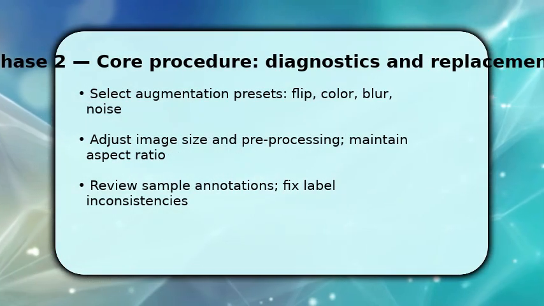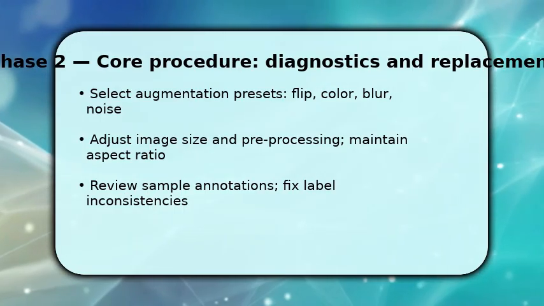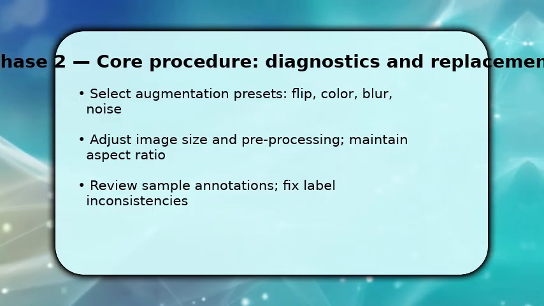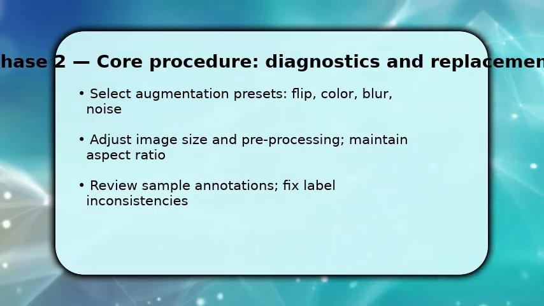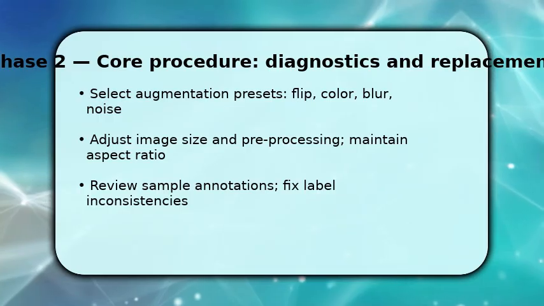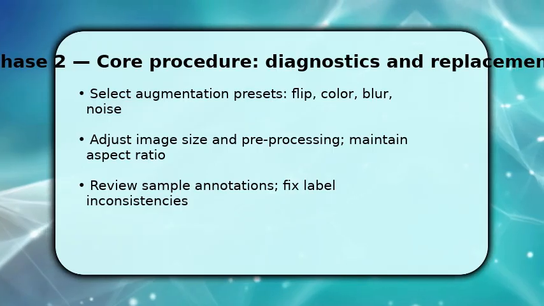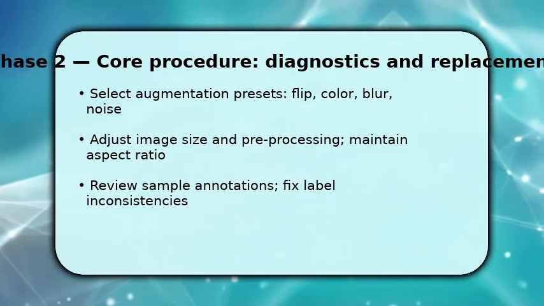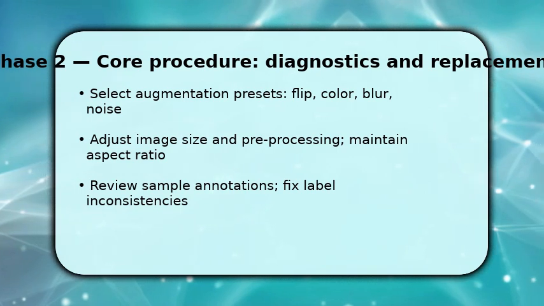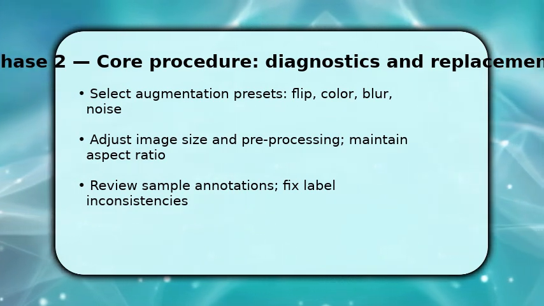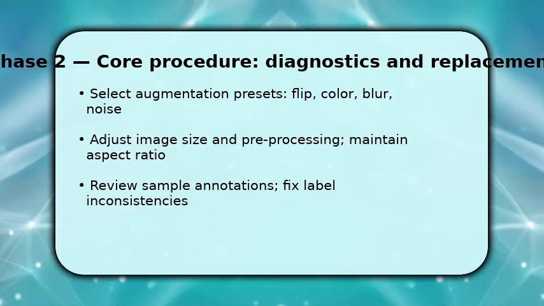Next, you configure augmentations and preprocessing to improve model generalization. Choose sensible presets, flips, small color jitter, occasional blur, and set an output image size that balances speed and accuracy. Once done, preview augmented samples and inspect annotations for mislabels. Correct any inconsistent class names or bounding boxes. Make sure to maintain aspect ratio where needed and apply augmentation probabilities conservatively. This careful middle phase refines your dataset, so training converges faster and performs better in real conditions.